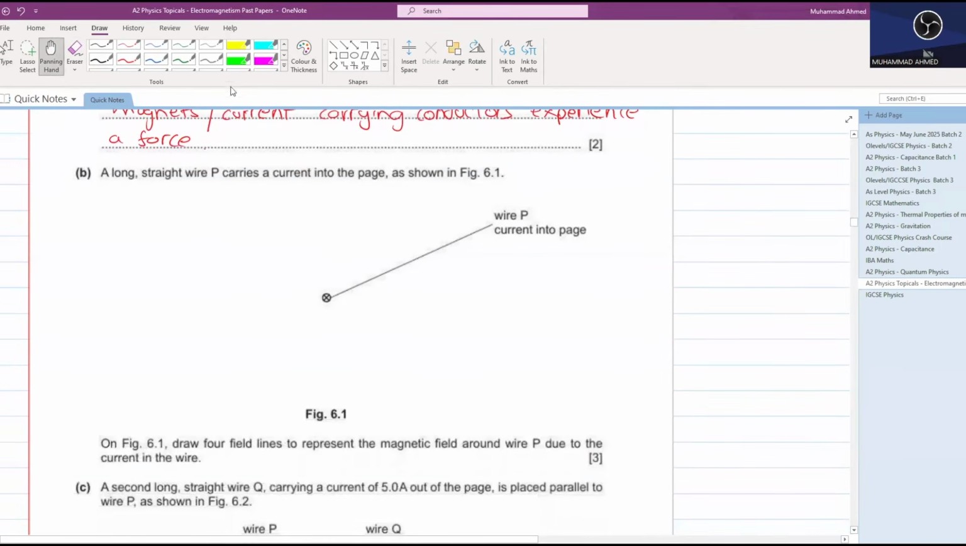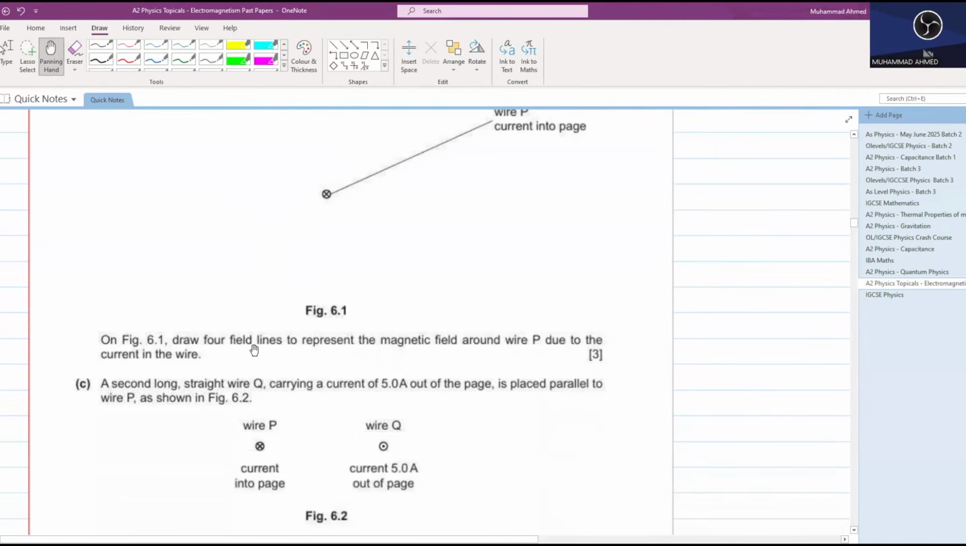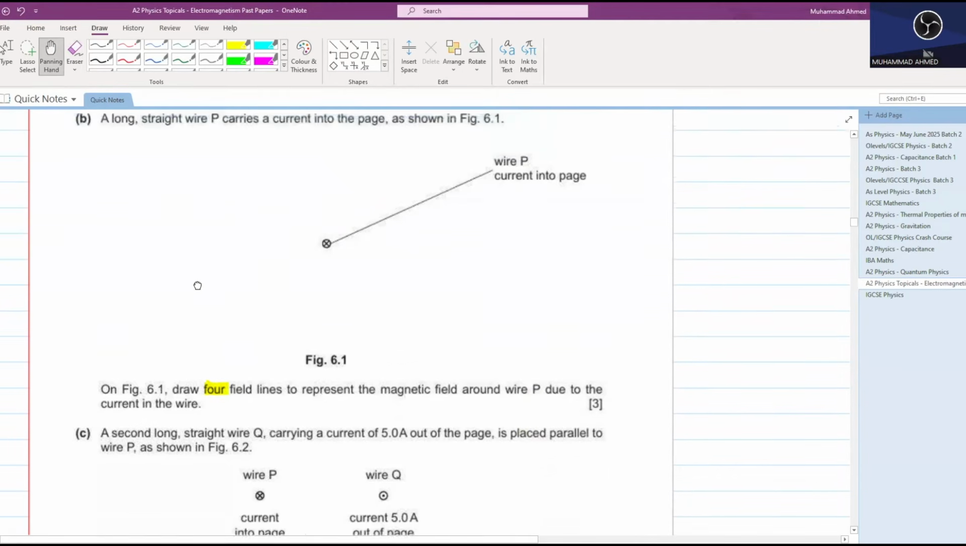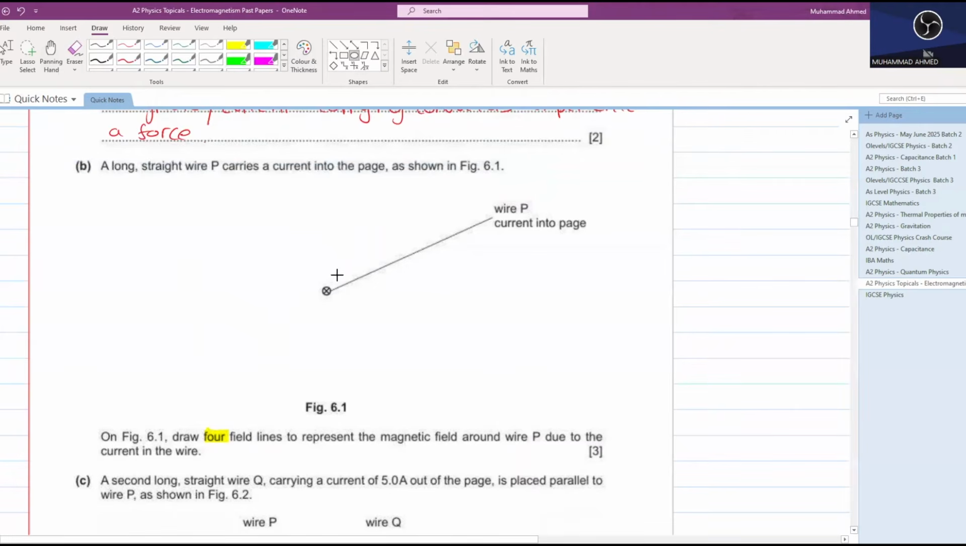A long straight wire P carries a current into the page. Okay. So current is going into the page as shown in figure 6.1. On figure 6.1, draw four field lines. Now this is a task. You have to draw four field lines to represent the magnetic field around wire P due to current in the wire P. So this is why I would suggest you guys to take compasses in your A2 physics exam. You will draw circles like these, and the distance between these circles will keep on increasing. Something like this will be a challenge.